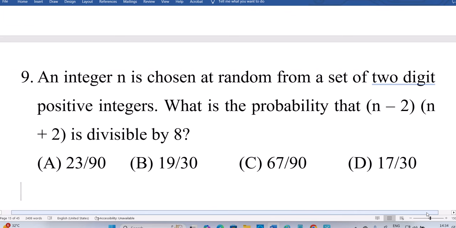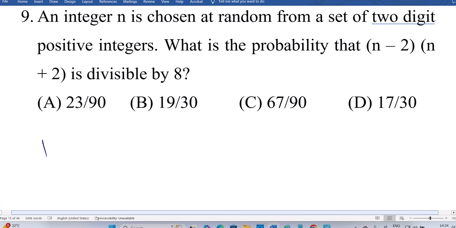Or 13. Okay, 90 is factors. So probability is favorable out of total. Okay, how many are you picking? Two integers or one integer? An integer is chosen, only one. Right, so 90 is the total.